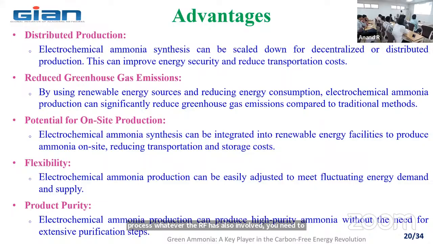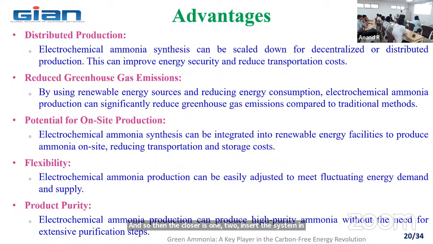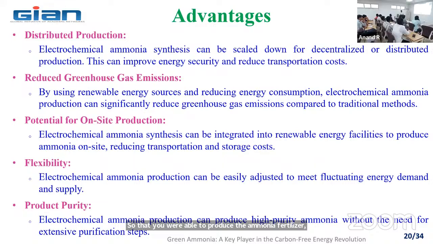And so, suppose you want to install the system at Banjul, where a lot of agricultural lands are there, right? There you can produce the ammonia fertilizer and sell it. Instead of producing it in Thoothukudi and transporting it here, where everything is added into the cost of the fertilizer, you can produce at distributed points. So it reduces greenhouse emissions, with potential for on-site production, everywhere you can produce it.